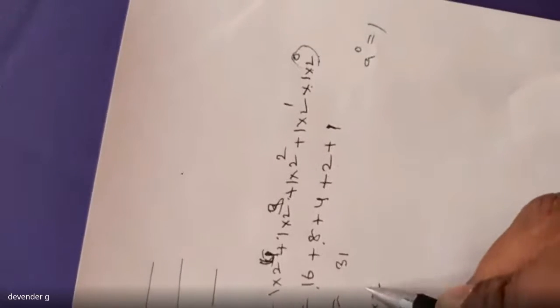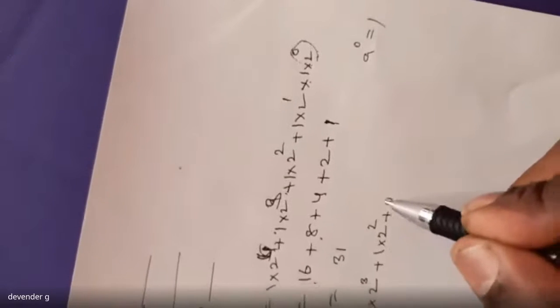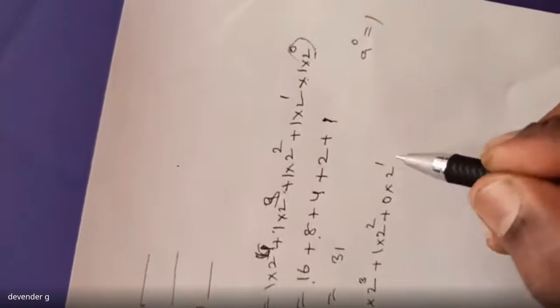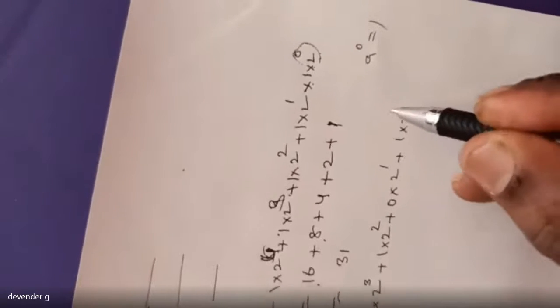Now what about this? 1, 1, 0, 1. Now how am I going to convert this? 1 into 2 to the power of 3 plus 1 into 2 to the power of 2 plus 0 into 2 to the power of 1 plus 1 into 2 to the power of 0. So this is 8, this is 4, this is 0, this is 1. So how much? 12 and 13. So I got 13. So we got 31 and 13.